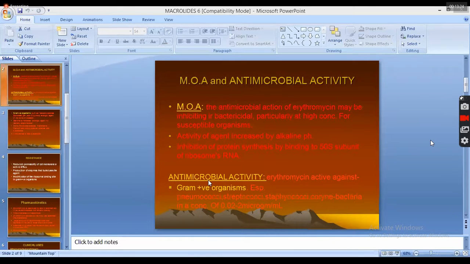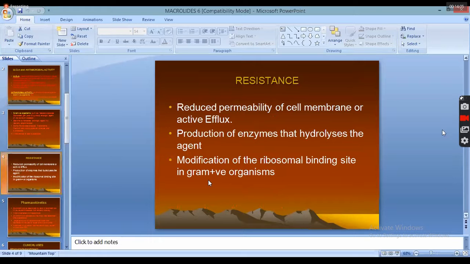So I'm just telling you the antimicrobial activity, or the spectrum of activity, of erythromycin. They are active mainly against gram-positive organisms, especially streptococcus, staphylococcus, pneumococcus, and corynebacteria, in a concentration as small as 0.02 micrograms per ml. At this concentration, erythromycin is bacteriostatic. But if you increase the concentration with a susceptible organism, it would be bactericidal. Now let's see the other slide. So, resistance.